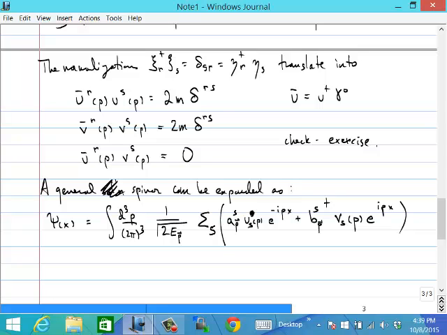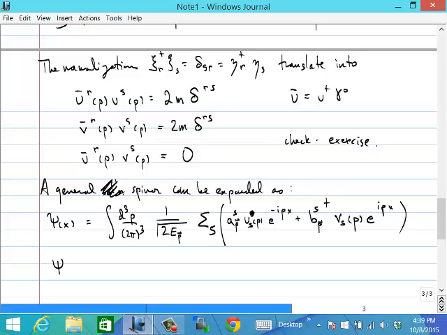And here, I've given suggestive names to the coefficients in this expansion. These are the Fourier components of the spinor psi. I've called them a and b dagger, and they're labeled by a momentum p, just as they were in the scalar case. And now they're also labeled by another parameter s, which tells you which of the spinor polarizations we're talking about.